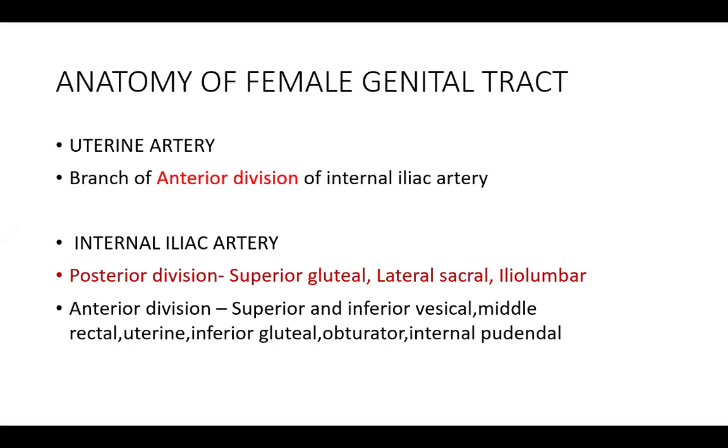Next is the internal iliac artery. It has an anterior division and a posterior division, but the most commonly asked question is about the posterior division. They will give you four options and ask which among the following is not a branch of the posterior division of the internal iliac artery. The posterior division branches are the superior gluteal artery, lateral sacral and iliolumbar. You can remember it as SIL, S-I-L. Superior gluteal, iliolumbar and lateral sacral are the branches of the posterior division and the rest are all branches of the anterior division of the internal iliac artery.